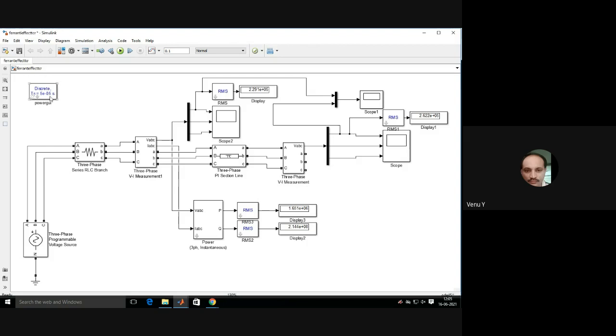So this is the discrete powergui. Once you simulate this, you will get the result: 229 kV sending end voltage, 262 kV receiving end voltage.